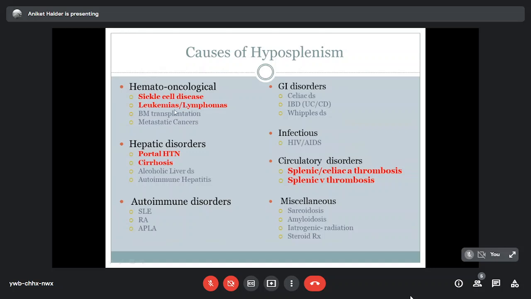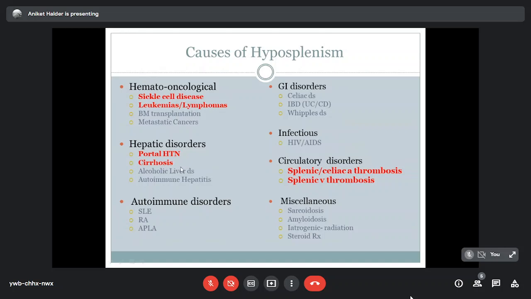Leukemias and lymphomas, usually in the early phase, can present with hypersplenism because they increase the splenic reticulum, and they can cause cytopenias. But in late forms of the disease, where there is diffuse infiltration of the spleen by the leukemic cells or lymphoma infiltration, there will be disruption of the normal splenic architecture, and there will be decreased function of the spleen, causing hyposplenism. Hepatic disorders, portal hypertension and cirrhosis.